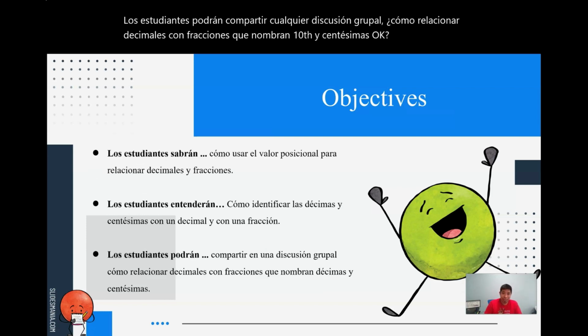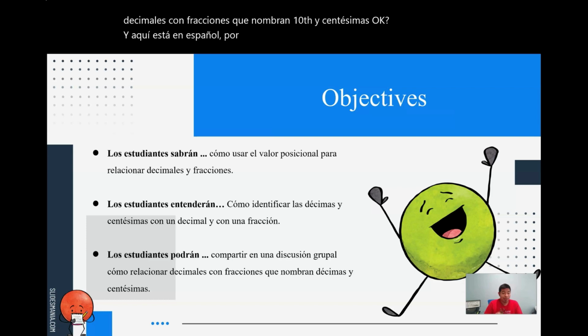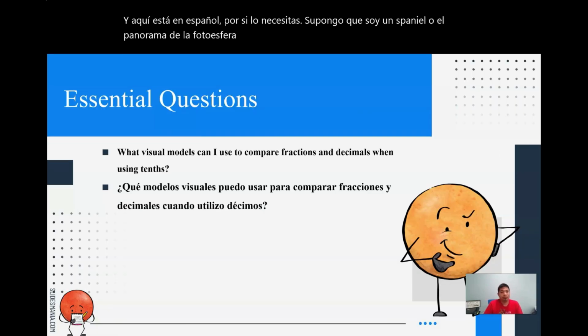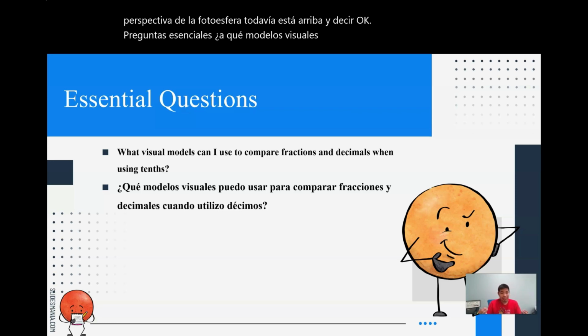And here it is in Spanish, just in case you need it. Aquí está en español. Por favor, escribe lo que está en la pantalla, okay? Essential questions. What visual models can I use to compare fractions and decimals when using the tenths place? Okay.